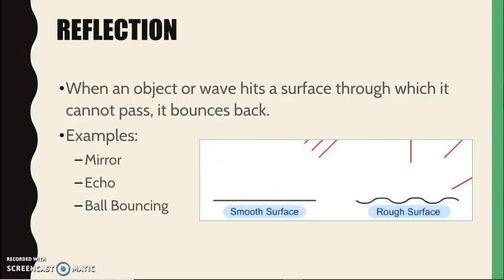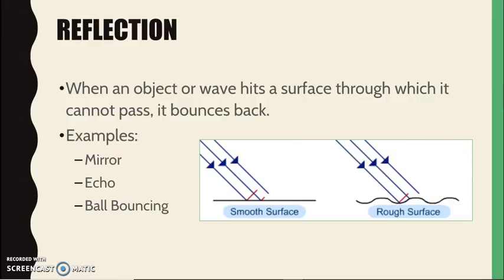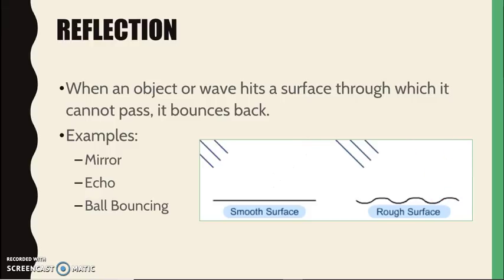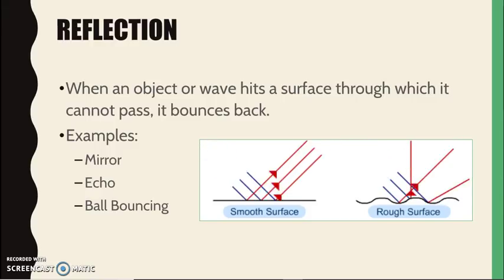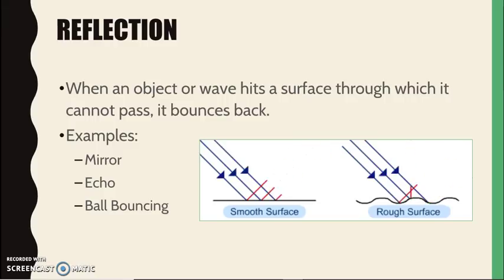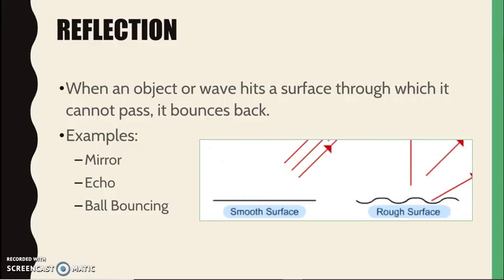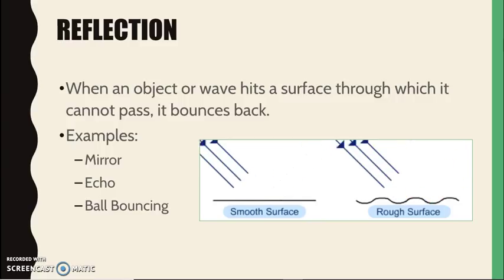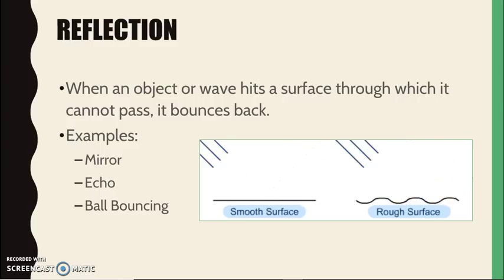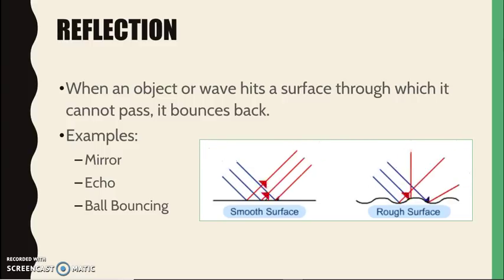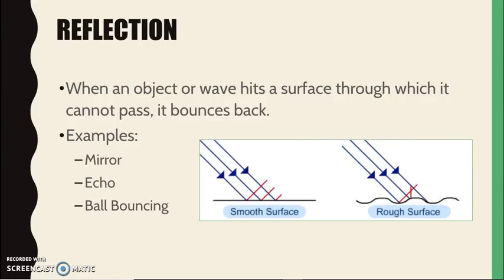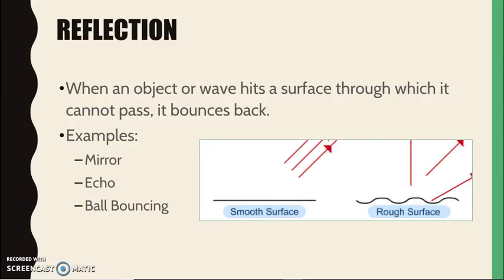First, we've got reflection, and I think everybody's pretty good with this word. You understand what this word means. So when an object or a wave hits a surface through which it can't pass, it bounces back. So for example, a mirror. Light waves hit a mirror. They can't go through the mirror. So instead, because the glass is reflective, they reflect off. Same thing with an echo or a ball bouncing. A sound wave hits a surface. It can't go through that surface, so it bounces off, and we hear an echo. A ball bouncing. You throw a ball at something, it can't go through it, bounces back.